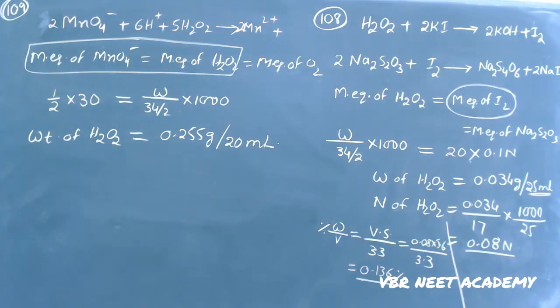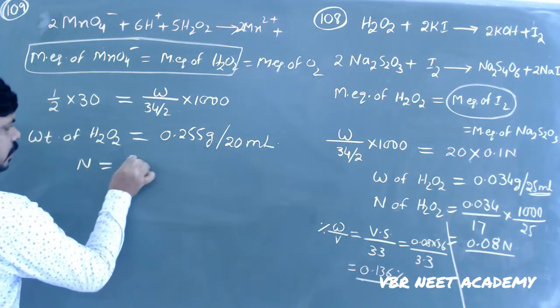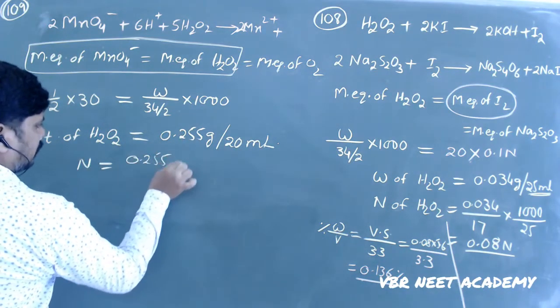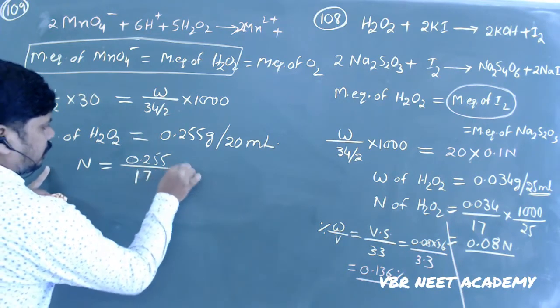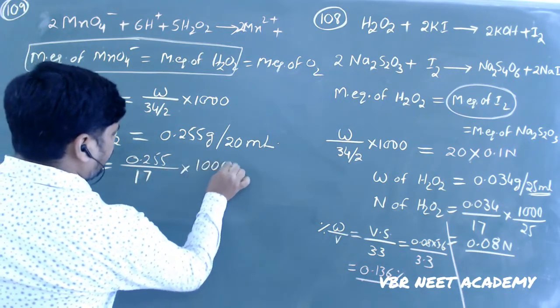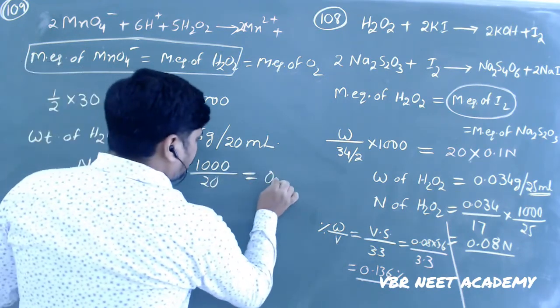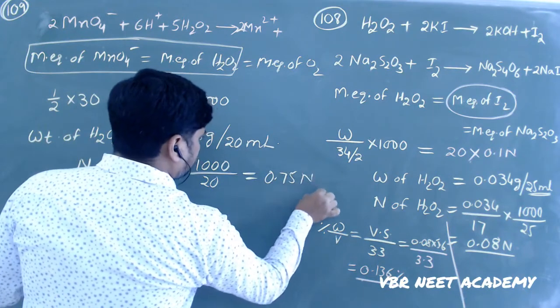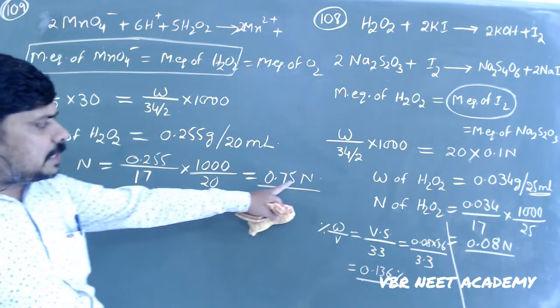Now the normality is equal to weight, which is 0.255, by equivalent weight 17, into 1000 by 20. If you simplify this, you get 0.75 normal. They are asking about the strength in gram per liter, and this is the normality.